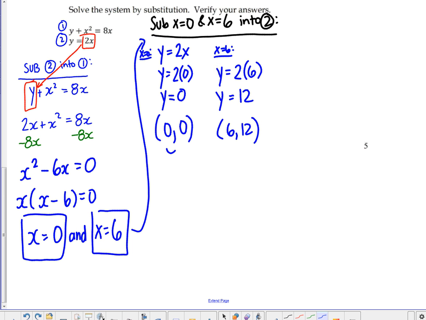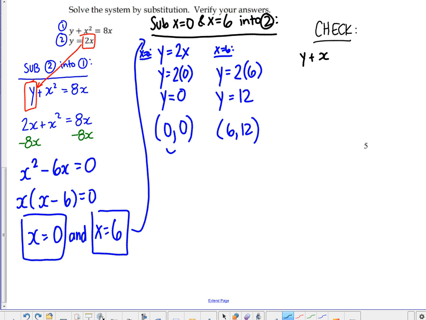Now, theoretically, which equation should I use my check for? Like, yeah, the other one. We kind of already did a check for the second equation, right? Because we substituted into the second equation there. Let's just use our first equation for our check.